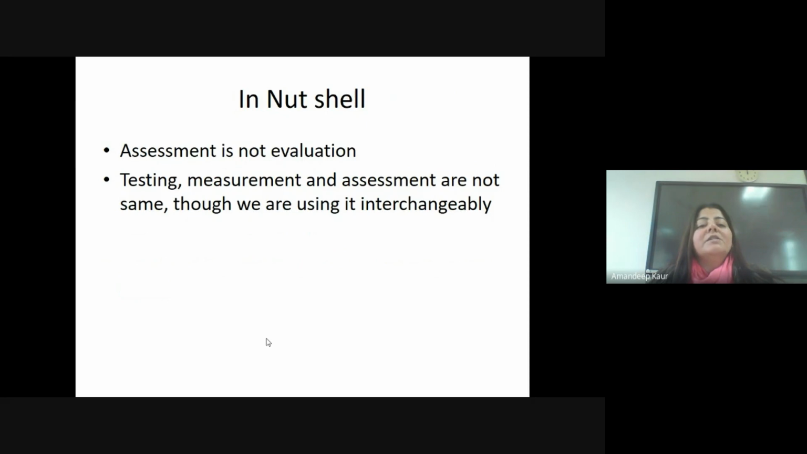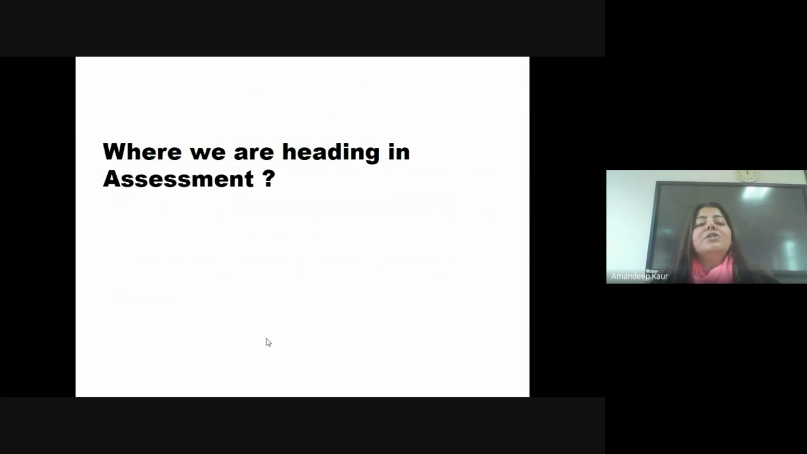So assessment is not evaluation. Testing, measurement, and assessment are not the same, but we are using these terms interchangeably. So the first thing that we need to understand before the design of a rubric as an evaluation tool is where we are heading in assessment.